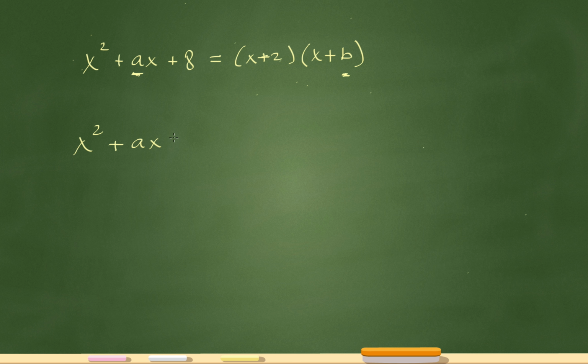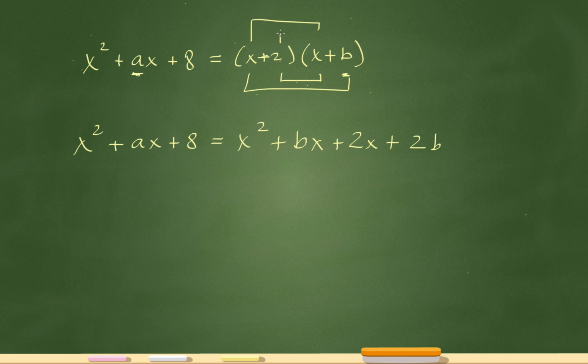x squared plus ax plus 8 equals first, outer, inner, last, right? So this is my first, that's my outer, that's my inner, and that's my last, and those are the things that I need to multiply out. Now, a couple of things to keep in mind. See that first term right there? That matches up with the first term.